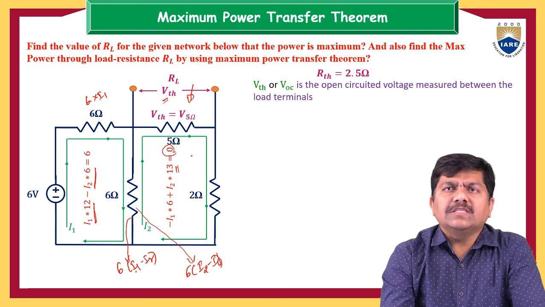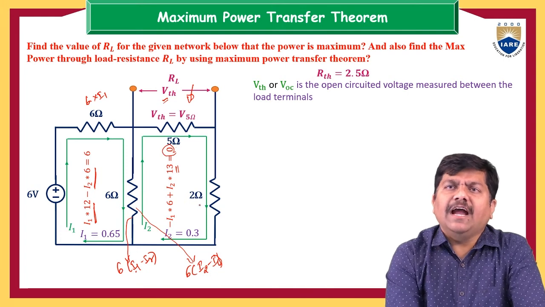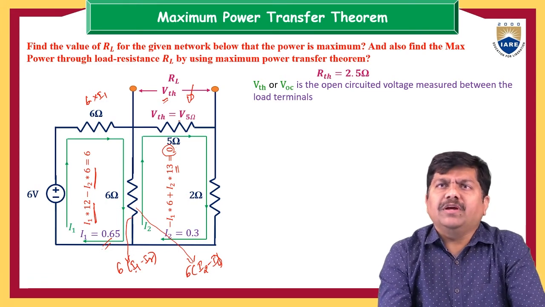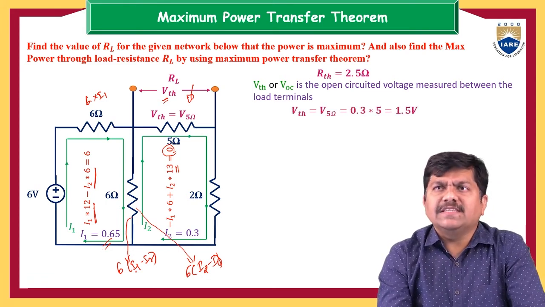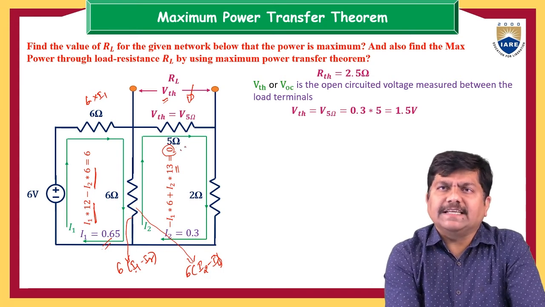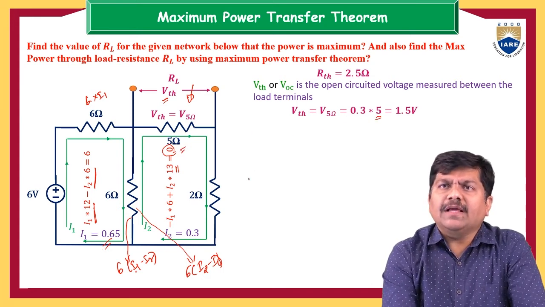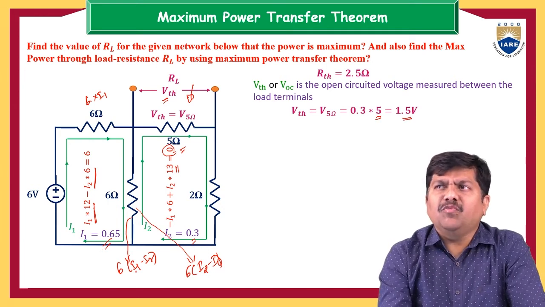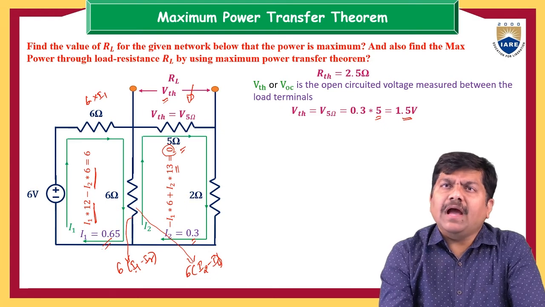If you solve loop equation 1 and loop equation 2, you get I1 equal to 0.65 amps and I2 equal to 0.3 amps. So by having these I1 and I2 values, you can easily calculate the VTH or open circuited voltage. So that VTH or VOC is equal to the drop across this 5 ohm resistor, this 5 ohm into the current in the second loop, that is 0.3. So 0.3 times 5 is equal to 1.5 volts. So this is the Thevenin's equivalent voltage we measured by looking back into the circuit through the load terminals.